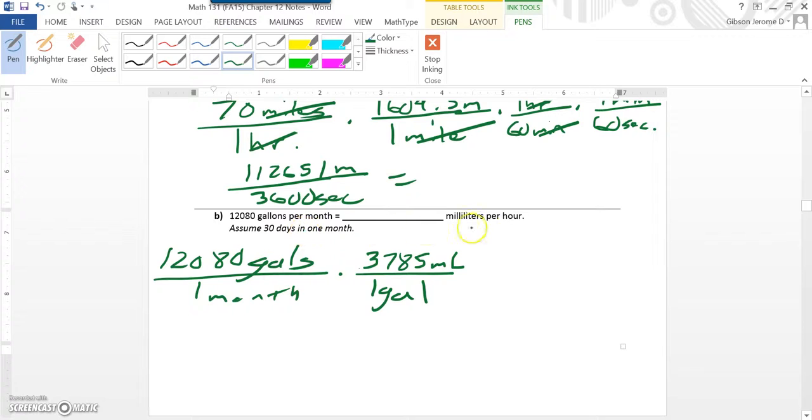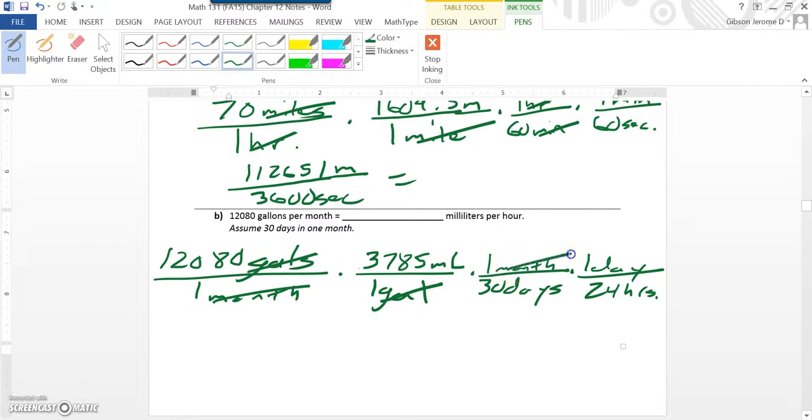Now, we also want to change months to hours. So we're going to change month to days. So 1 month, and according to this problem, we will have 30 days. And then we want to change days to hours. So 1 day would be 24 hours. So now gallons will simplify out with gallons, we would have months with months and days with days.